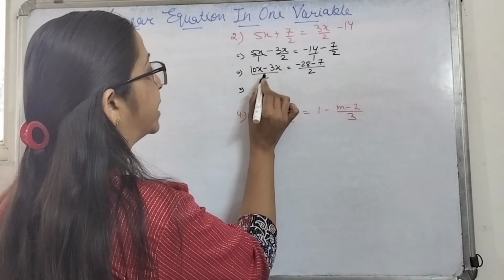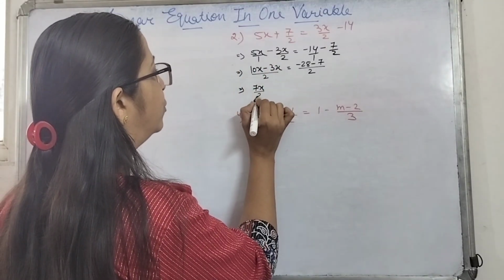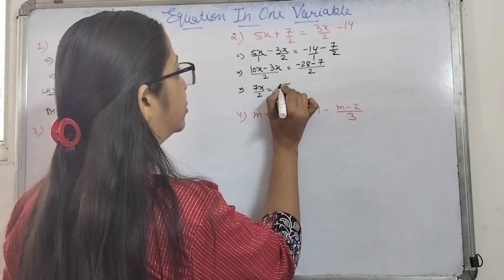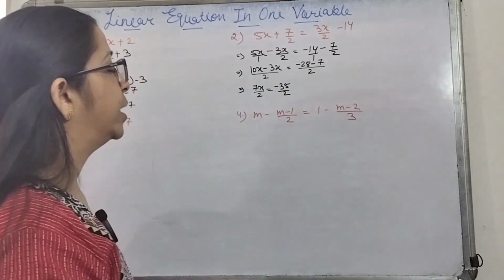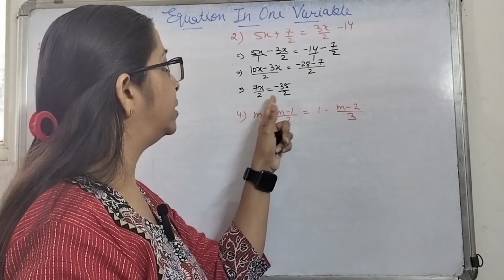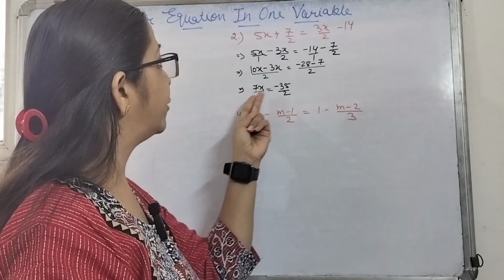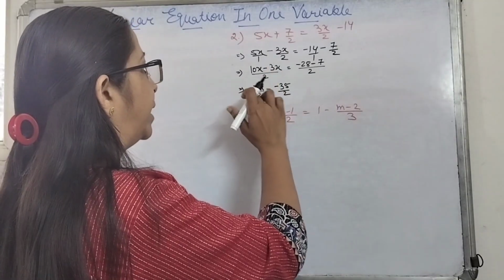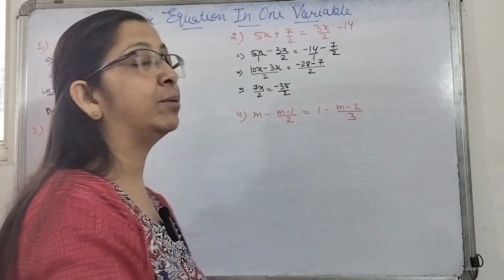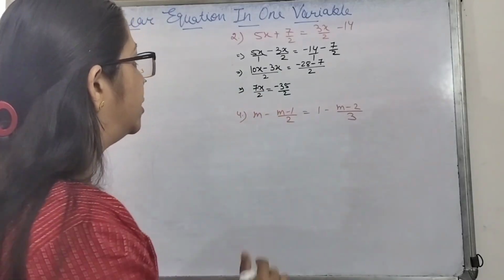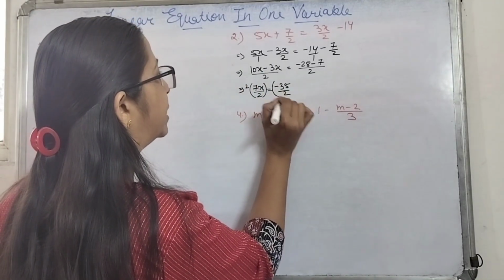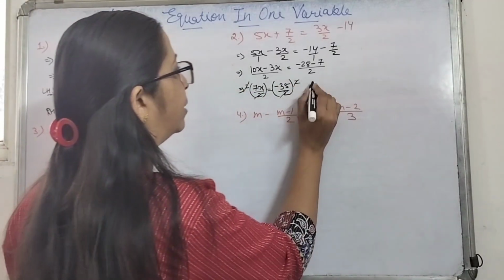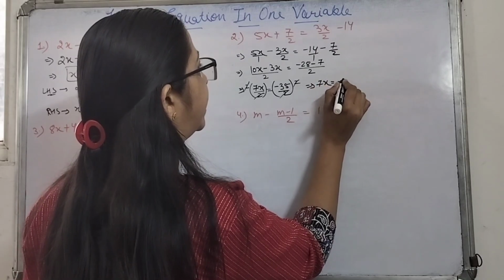10x minus 3x will be 7x upon 2. It is equivalent to minus 28 and minus 7. This will be 5 and this is 3, minus 35 by 2. Now we have said that there is a 2 over here and a 2 over here in the denominator. So if we multiply the LHS and the RHS both by 2, then our equation will remain unaltered. So these two are going to cancel, right? So it will become 7x is equivalent to minus 35.